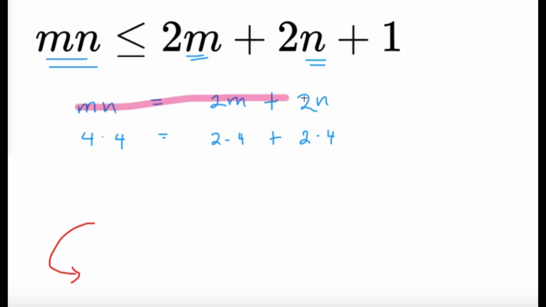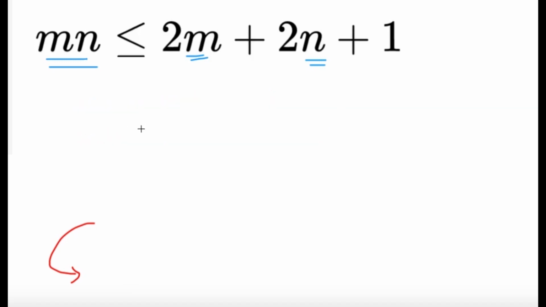So let's make some observations. Maybe we want to set m and n to be greater than 4, because we realize that if m and n are both equal to 4, mn is pretty close to the value of 2m plus 2n. Now let's consider the case of m and n being greater than or equal to 5, and see if we can disprove this case.